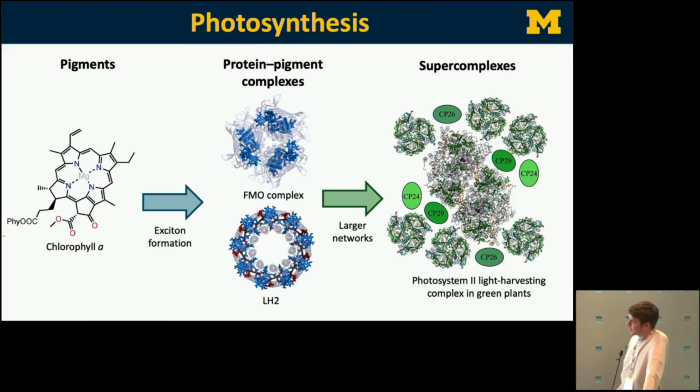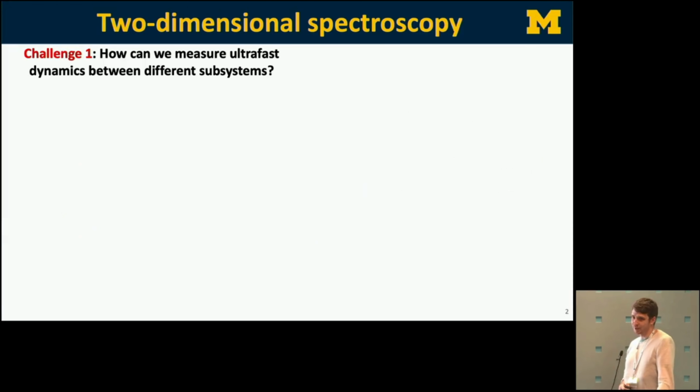And they have different parts. They have antenna complexes that absorb light, and they have a reaction center where the light gets transferred and you create energy. And I want to understand how this energy, how these excitons move through the system. So there are a lot of problems, but I learned that you now call them not problems but challenges. Challenge number one is that it's super fast. We're talking about hundreds of femtoseconds.